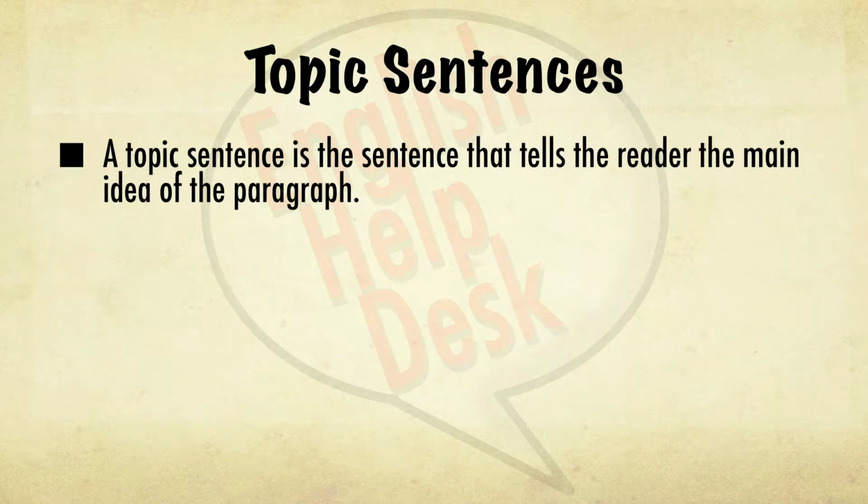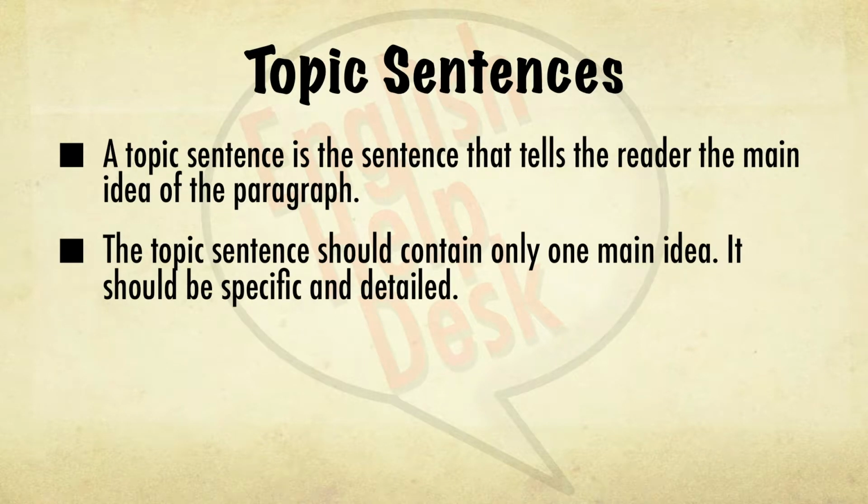A topic sentence is the sentence that tells the reader the main idea of the paragraph. It introduces the reader to what the paragraph will be about. The topic sentence should contain only one main idea. It should be specific and detailed.